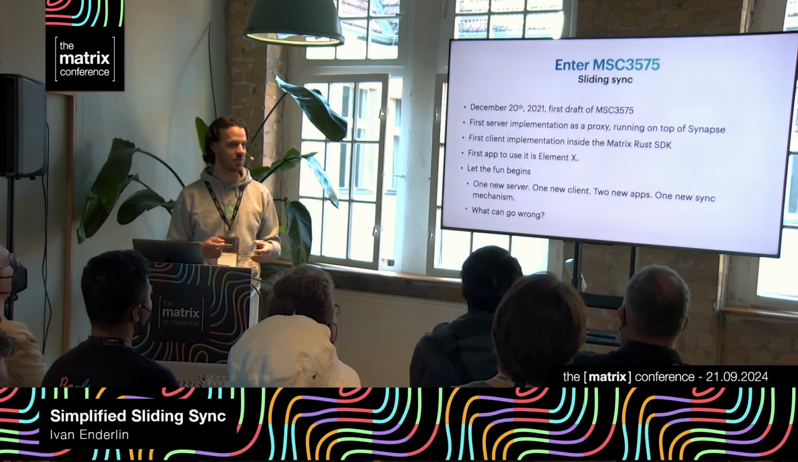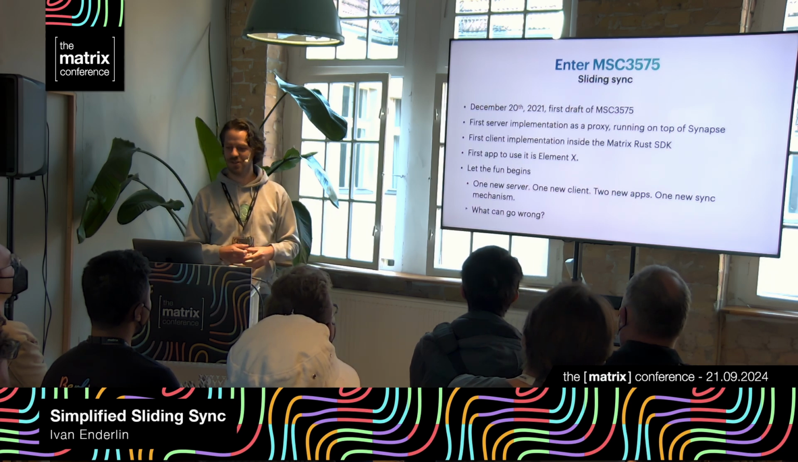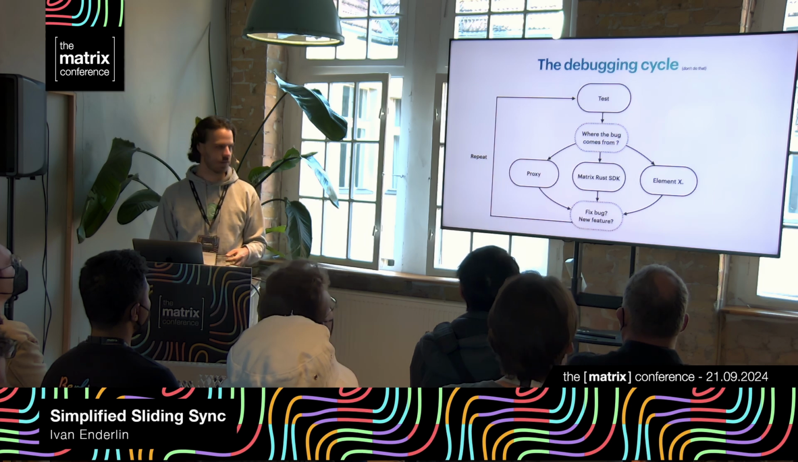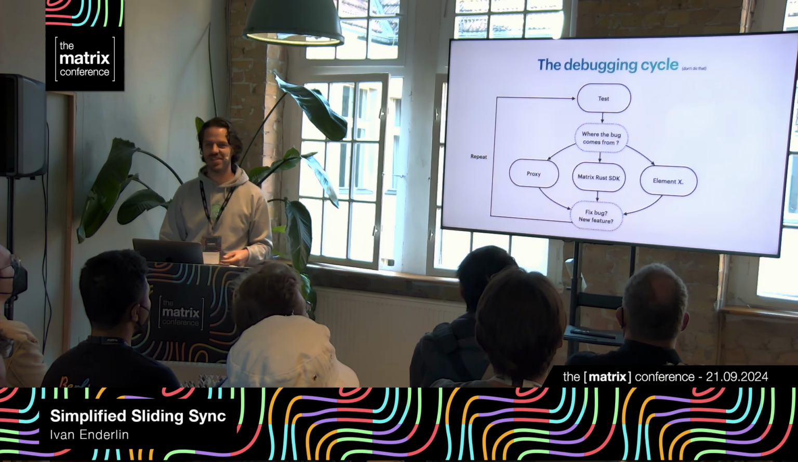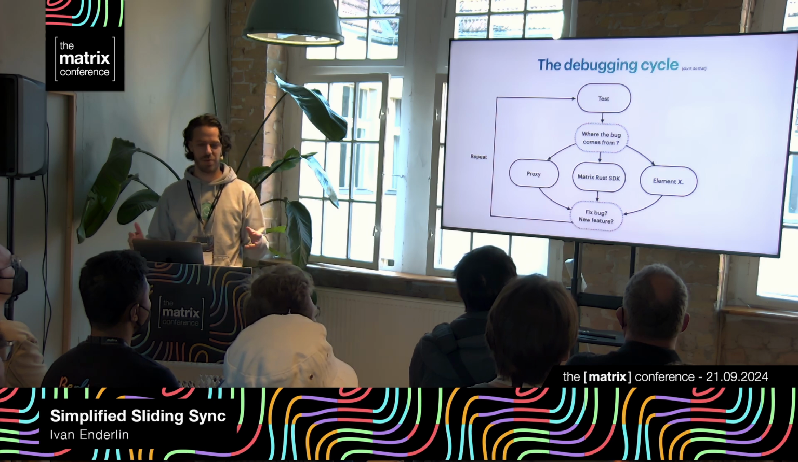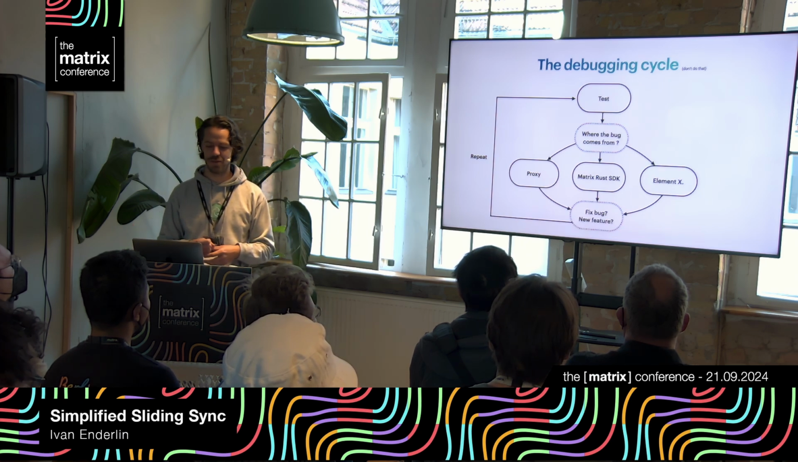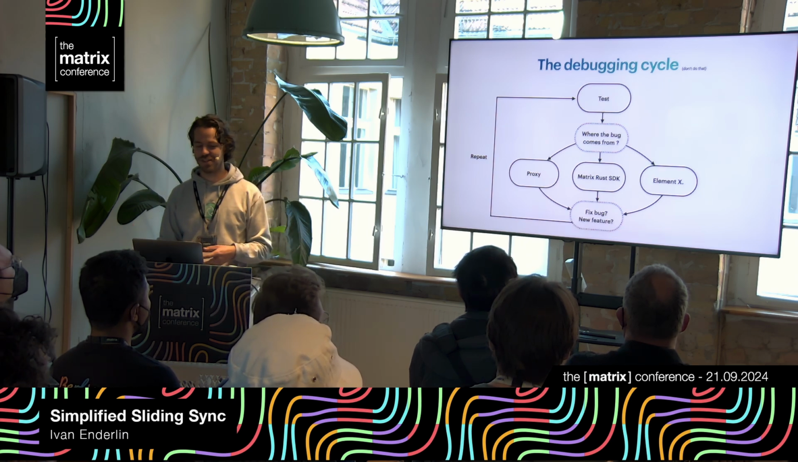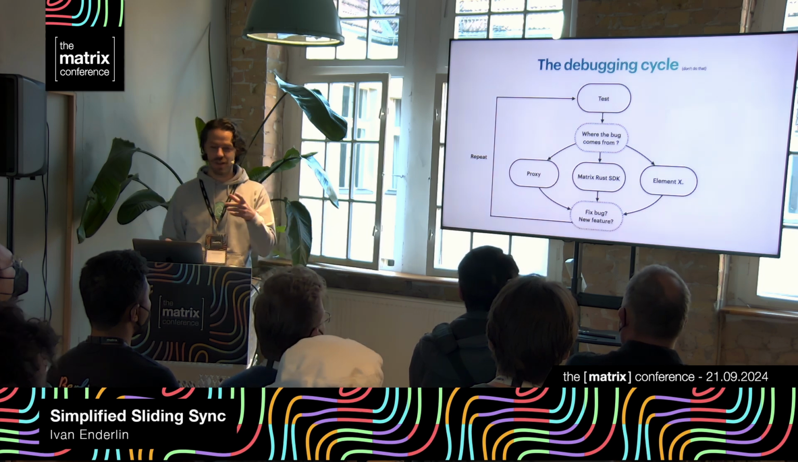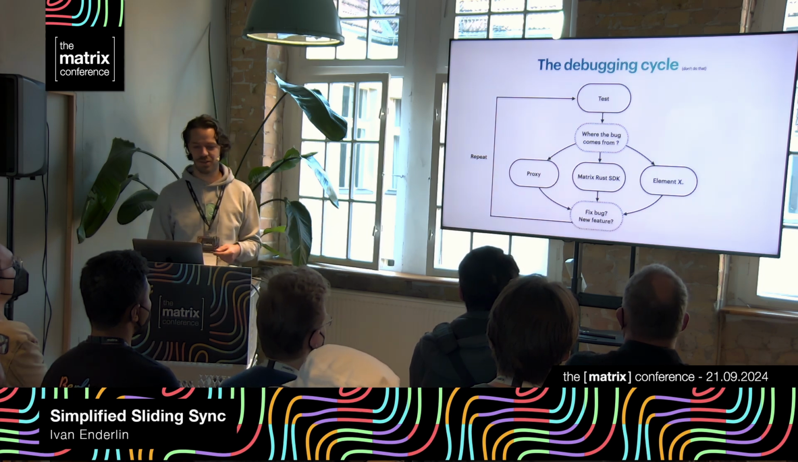So what can go wrong? One new server, one new client, two new apps, one new sync mechanism. It was not cool. So this is the debugging cycle. We were testing stuff and we saw bugs. So where is the bug coming from? Proxy, SDK, Element X, no idea. Is it a bug? Is it a missing feature? And repeat this cycle over and over again.